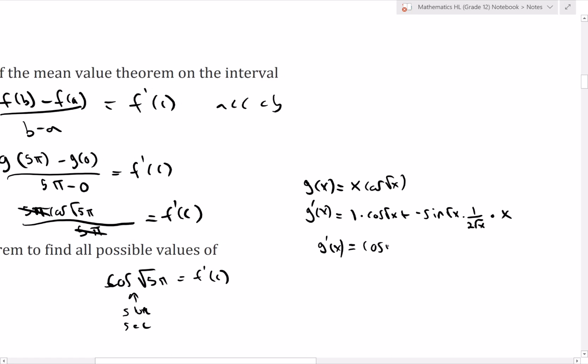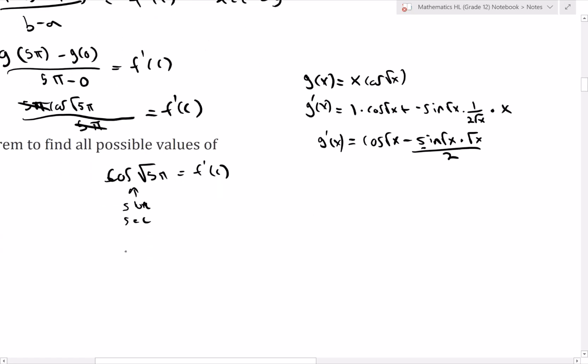simplify this out a little bit, and we get cosine square root of x minus sine square root of x times square root of x on the top over 2. That's g prime of x. And so that's f prime of c. So we end up with cosine square root of 5 pi equals cosine square root of, and actually I'm going to go and replace this with c now because it's some c value, which is the x value also. You can leave it as x if it makes more sense to you. All right, we're trying to solve for c.